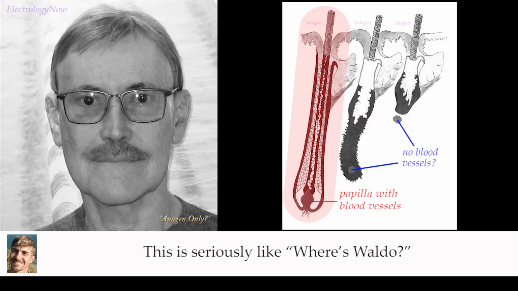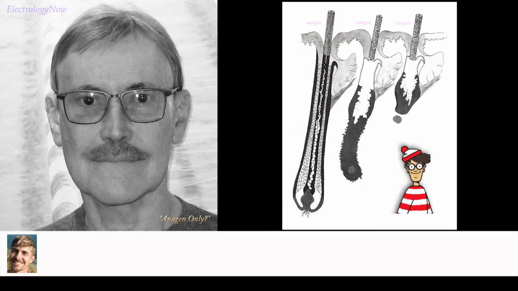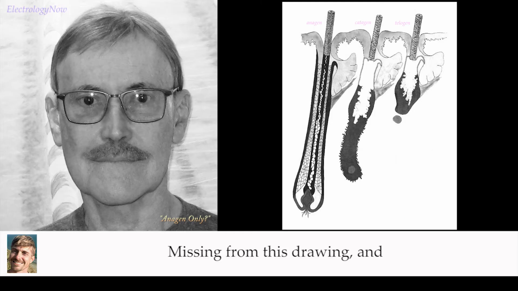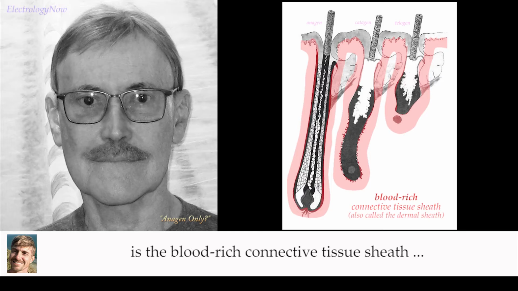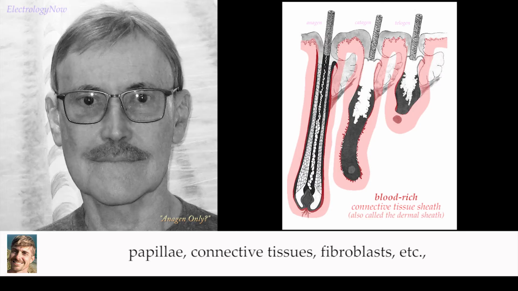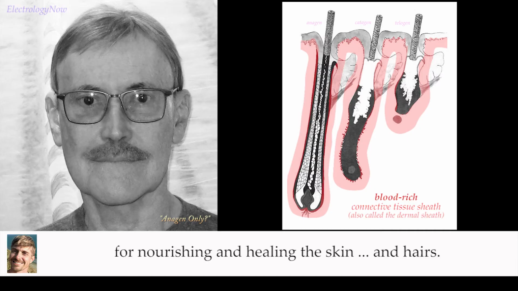This is seriously like, where's Waldo? I mean, where did the damn blood vessels go? Missing from this drawing, and it might give you a clue, is the blood-rich connective tissue sheath. I've drawn it in. Remember, this dermal sheath is rich in blood vessels, papillae, connective tissues, fibroblasts, etc., and is a true powerhouse for nourishing and healing the skin and hairs.